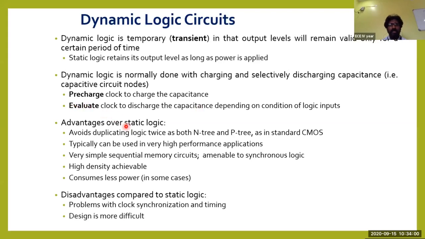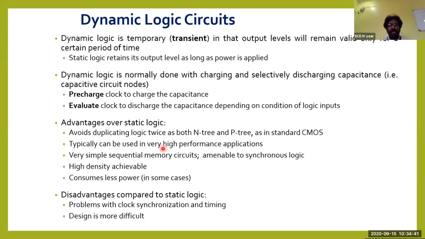Let us see the advantages of dynamic CMOS logic over static. It avoids duplicating the logic twice, as both an N tree and a P tree, as in standard CMOS logic. The P trees and N trees are nothing but the PMOS and NMOS networks. In static logic, if there are N inputs, it requires 2N devices, but that kind of duplication does not take place here.